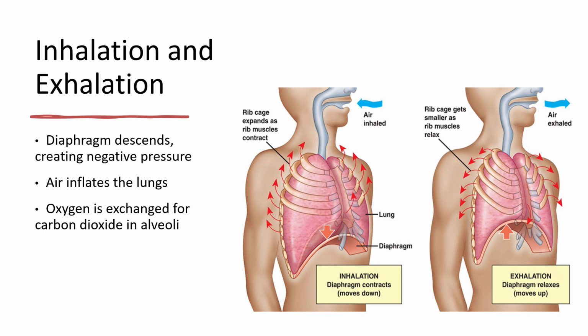When you inhale, your diaphragm moves downward, creating negative pressure that draws air into the lungs. In the alveoli, oxygen diffuses into the blood while carbon dioxide diffuses out. Exhalation reverses the process, pushing air out.